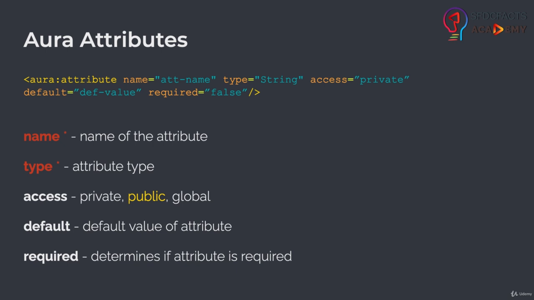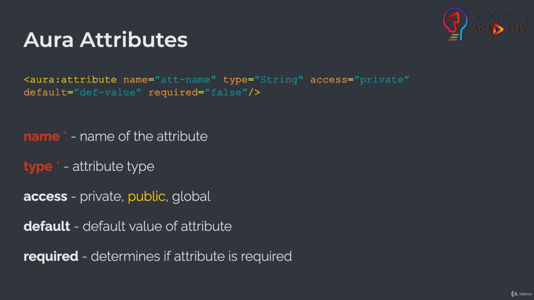Now you can also define a default value using the default attribute, and there is one more attribute called required, which determines if your attribute is required or not. If you mark it true, then you will not be able to save your component, or you will not be able to access your component without supplying the value in this attribute. Now out of these 5 different properties of an attribute, the name and the type properties are the mandatory ones. The access, default and required are the optional ones. So if you want to create an attribute, at least you need to give it a name and you need to give it a type.